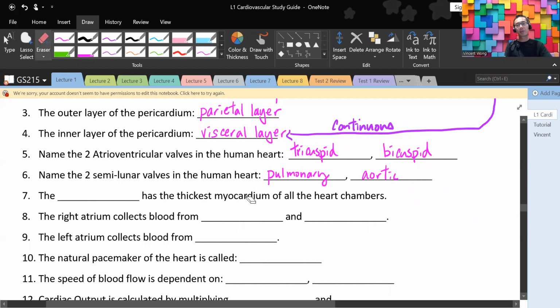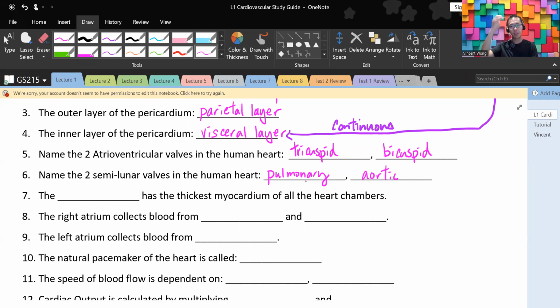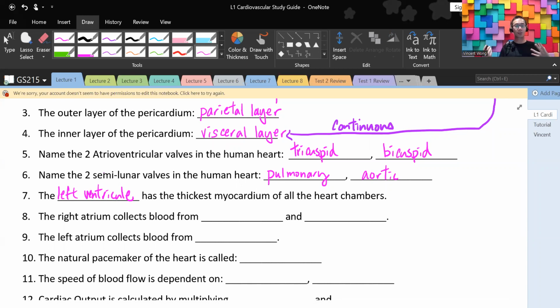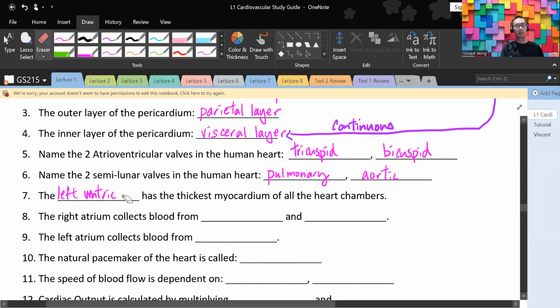Something has the thickest myocardium of all the heart chambers. Which chamber has the thickest muscle? Right atrium, left atrium, right ventricle, left ventricle, which one? Ventricles have the thickest. Which one? The left one or the right one? The left one, that's correct. Because the left ventricle has to pump hard enough for the blood to go through the entire body, right? The right ventricle doesn't have to do as much because the lungs are just nearby, right? Ventricle.